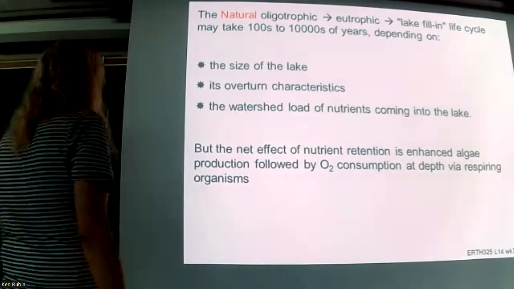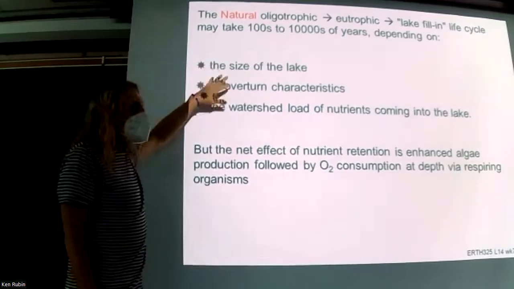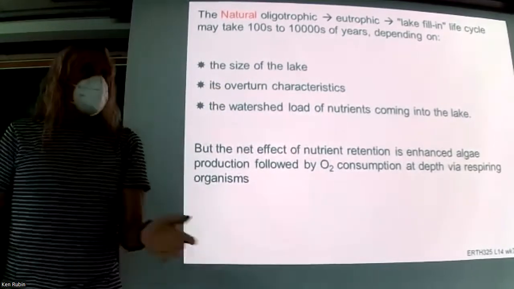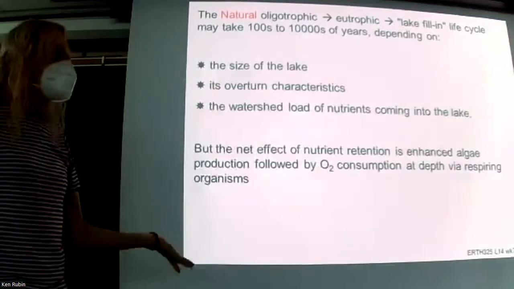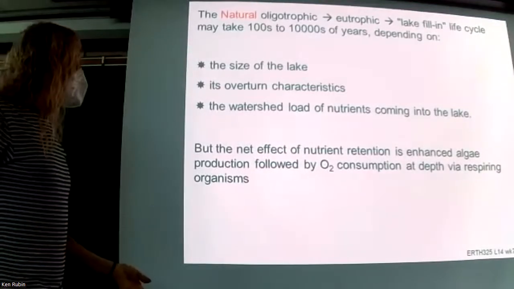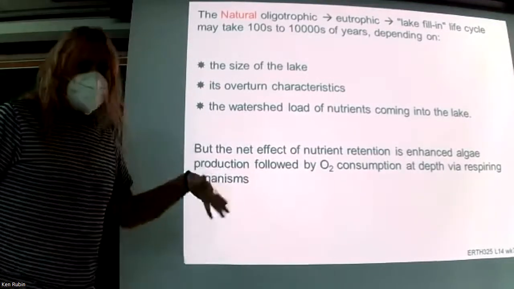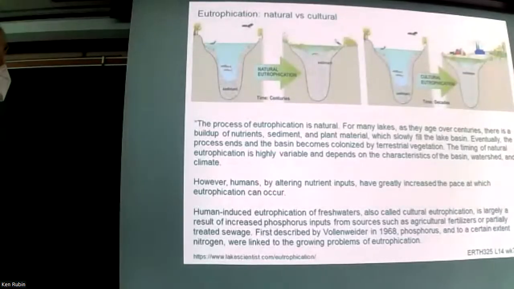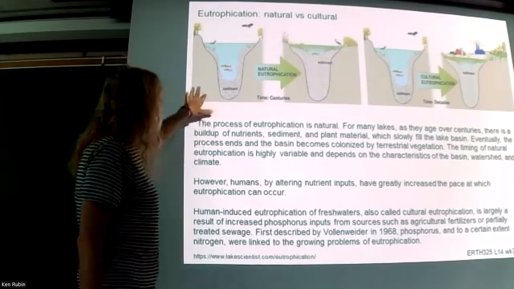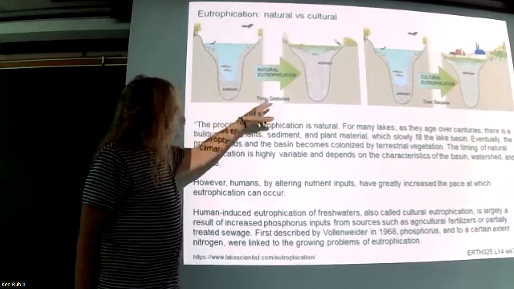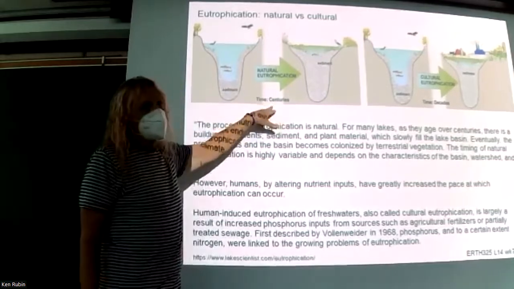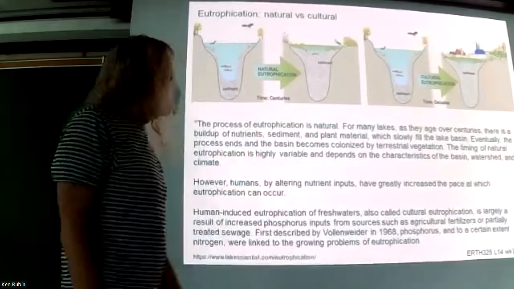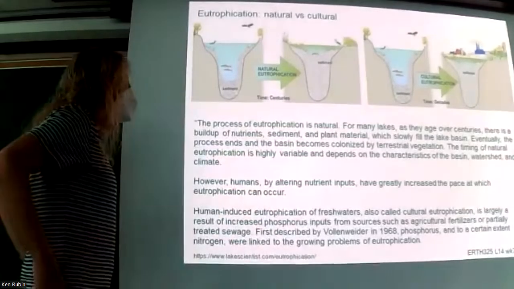What determines it is how big the lake is, how often it overturns, and what the watershed looks like, what's in the watershed, and how many nutrients are coming in every year. That's a natural process, and this is how eutrophication looks naturally. As I say, in this plot the time is centuries. It could be millennia, or in the case of the Great Lakes, it might be tens of millennia.